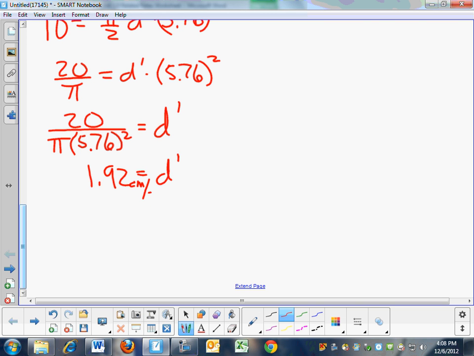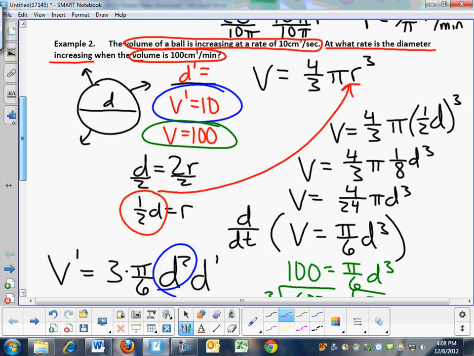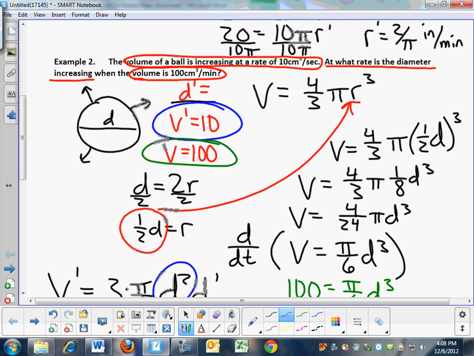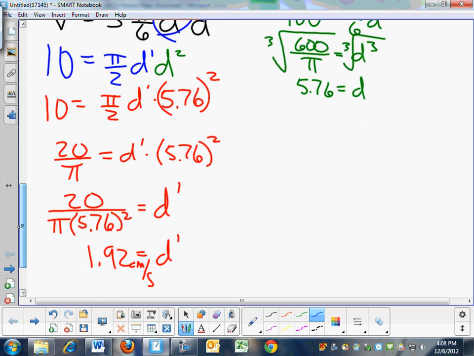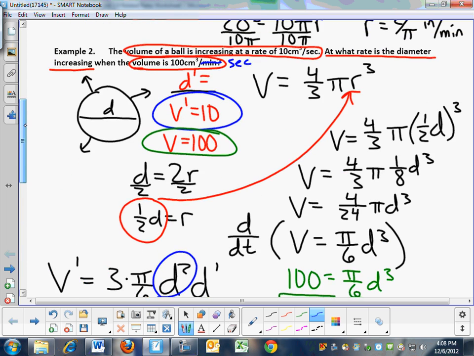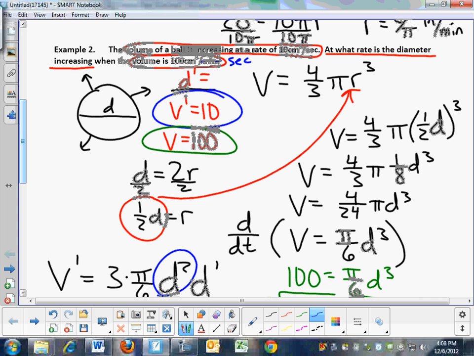1.92 centimeters per second, I believe, was our label as we started out. Yes, centimeters and seconds. Sorry about that, small mistake there. We'll say seconds. No need to make the problem more difficult at this point. That was hard enough. So, you can see sometimes you have to substitute for d. Sometimes you have to figure out some pieces. That's pretty involved.